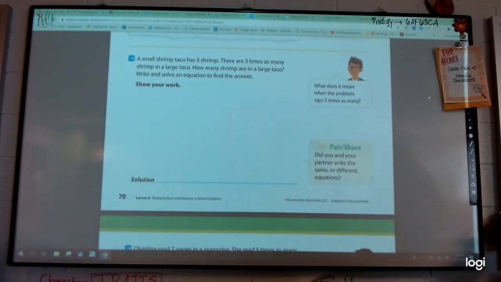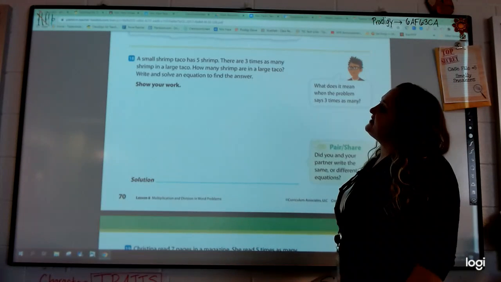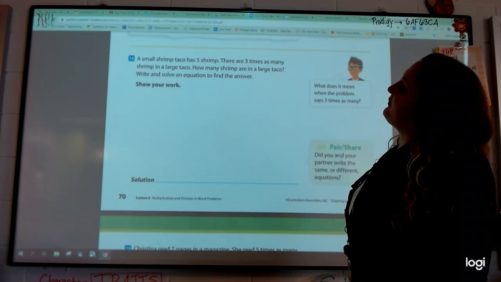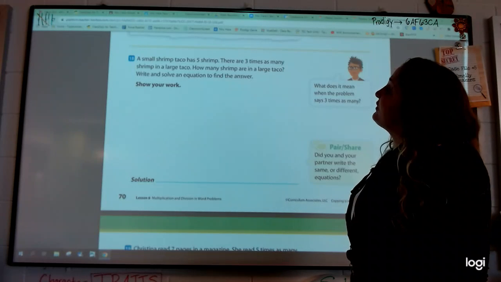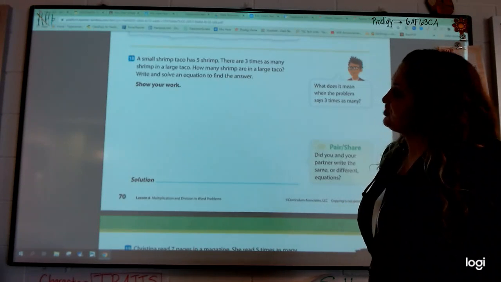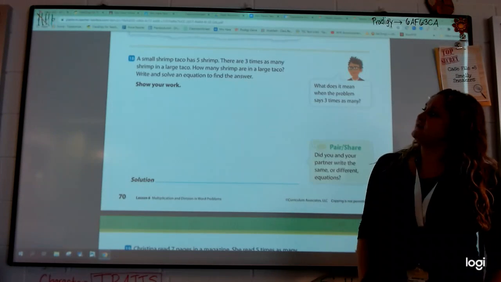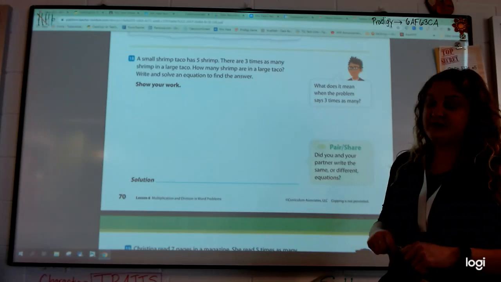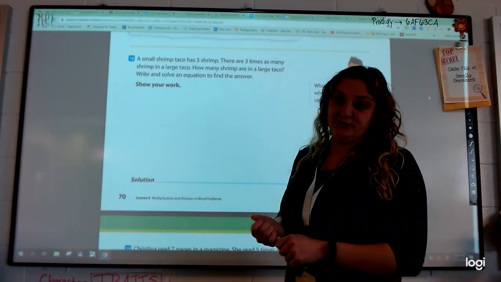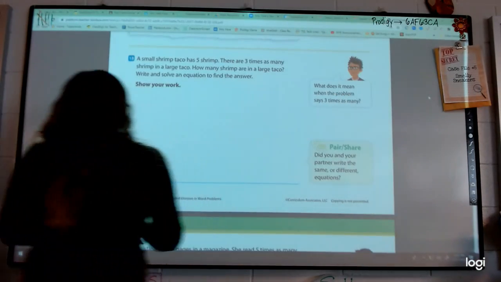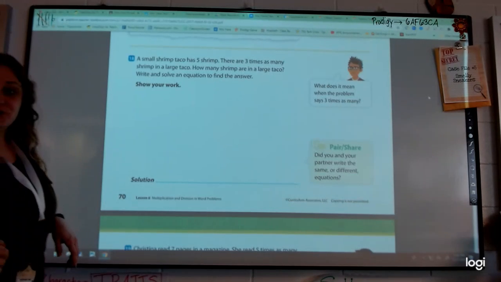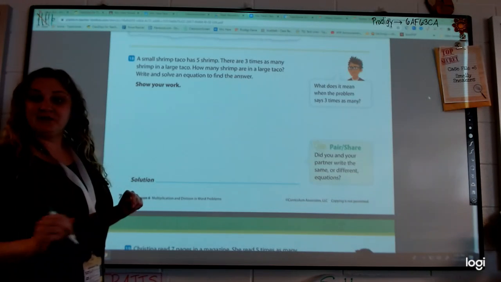All right. Our first practice question together says, a small shrimp taco has 5 shrimp. There are 3 times as many shrimp in a large taco. How many shrimp are in a large taco? Write and solve an equation to find the answer. All right, we need to mark up our question to make sure we don't lose any important information. So usually I'd call on you to help me out. So if you know important information, go ahead and underline it.